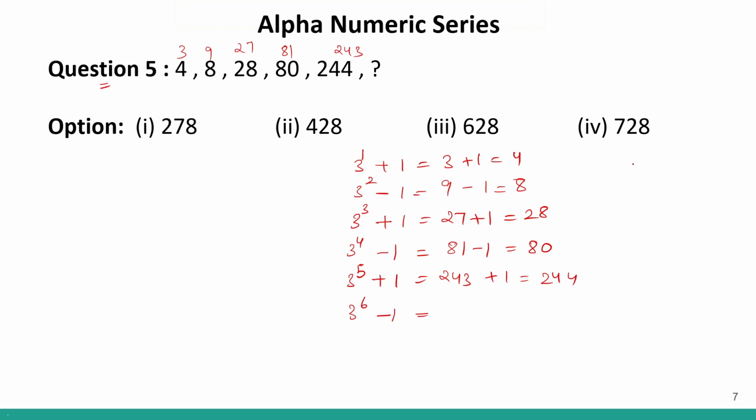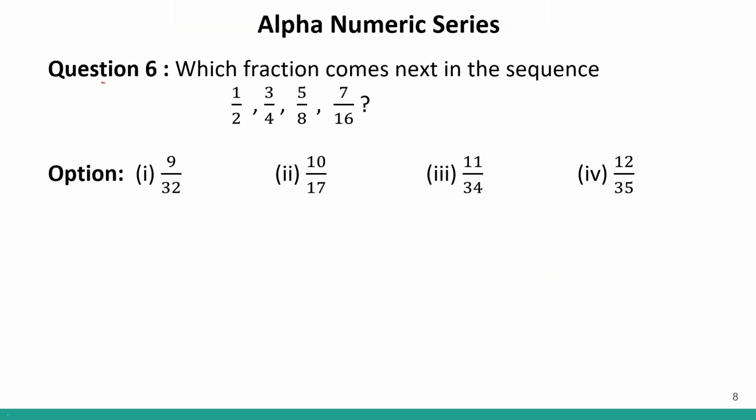So, 3 raised to the power 6 minus 1. 3 raised to the power 6 will be 243 into 3. So, 729 minus 1 will give me 728. This will be my answer. The missing term will be 728. So, answer will be option number 4, 728. Clear? So, basically we were increasing 3's power from 1 to 2 to 3 to 4 to 5 to 6 and we were alternating between addition by 1 and subtraction by 1. Clear? So, 728 is the answer to this question.